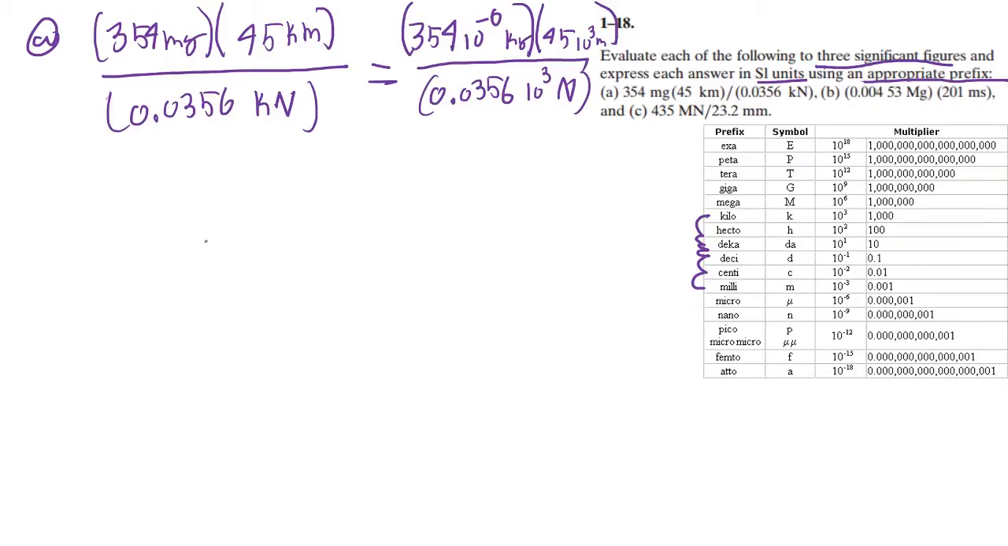But actually, I just realized we actually don't have to do anything. Let me look at this real quick. These are all in SI form right now. We have kilograms, meters, and newtons. 354. Then 10 to the negative 6 kilograms.